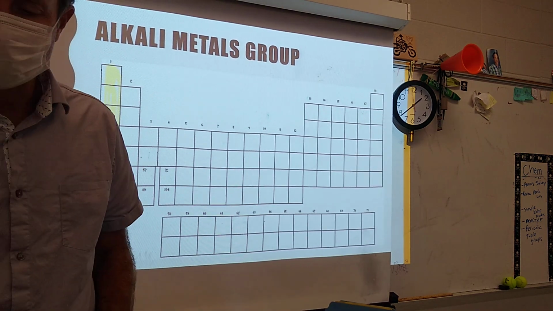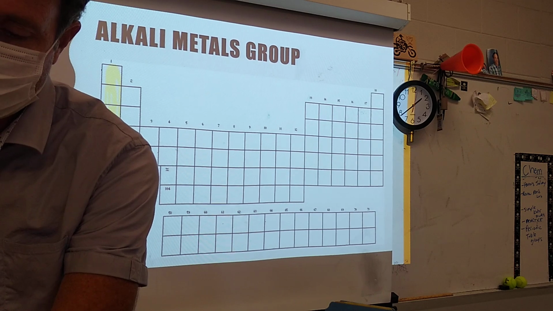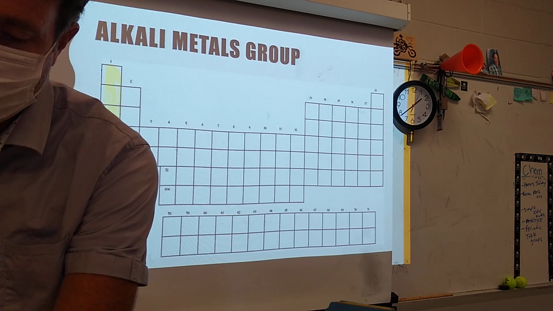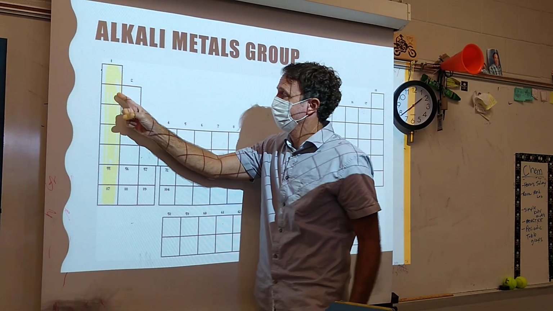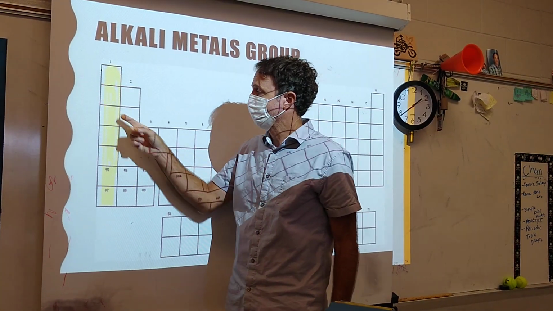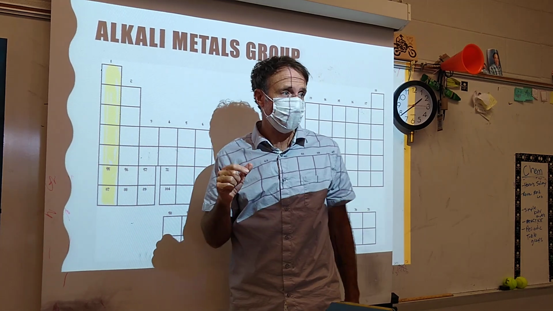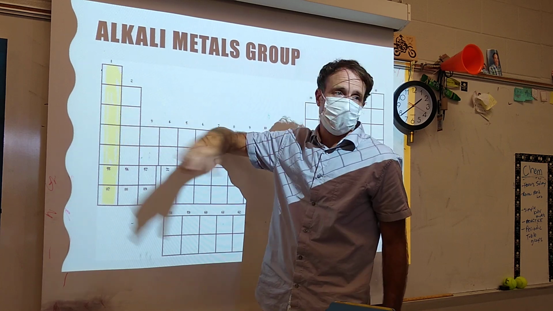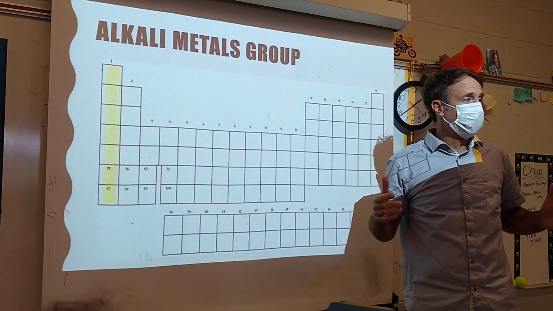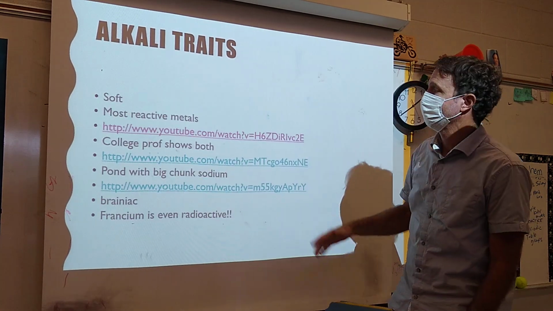So the alkali metals are very, very reactive. If we look at the alkali metals from top to bottom, we're looking at hydrogen, lithium, sodium, potassium, rubidium, cesium, francium, right? We saw sodium get wet and explode in a pond earlier, right? So the alkali metals, here's some other traits about them.